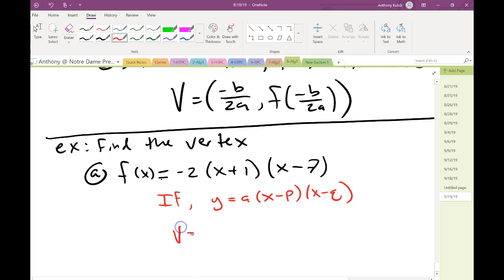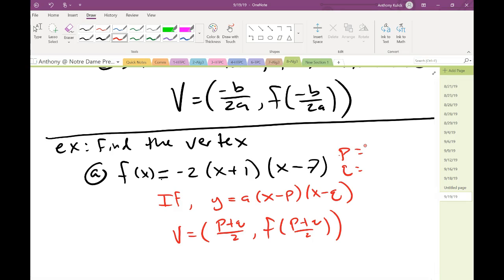And I know for intercept form, to find the vertex, I need to do p plus q over 2, and then f of p plus q over 2. So let's first start by identifying my values for p and q. What is my value for p? It's negative 1. Remember that because I have a subtraction symbol in my general form, the p is going to be the opposite sign of what it appears in the function, just like the h's were.